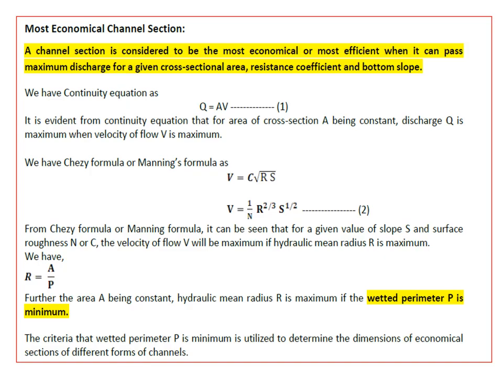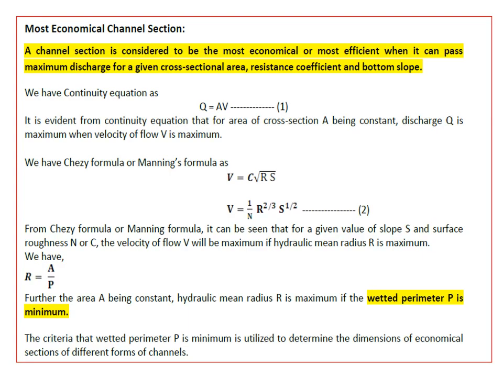So you know that from the continuity equation, discharge is area into velocity. So we said that for the most economical channel section, when area is a constant, velocity or discharge has to be maximum. So if discharge has to be maximum, then velocity should be maximum. Okay, so now the condition is that for maximum discharge, velocity has to be maximum.